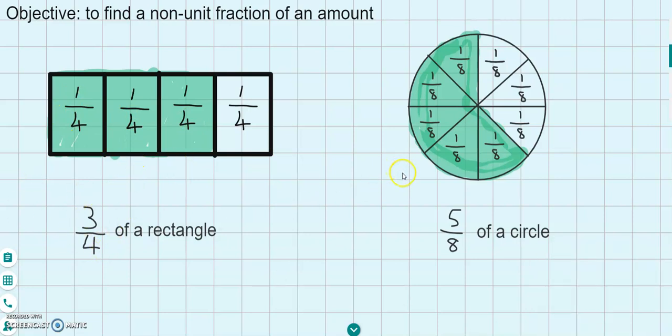If we have a look over here, you can see we've got a circle, we've got 5/8 of a circle shaded in. That means that our circle has been divided into 8 equal parts. 5 of those parts have been shaded. So we've got 1/8, 2/8, 3/8, 4/8, 5/8 of that circle shaded.